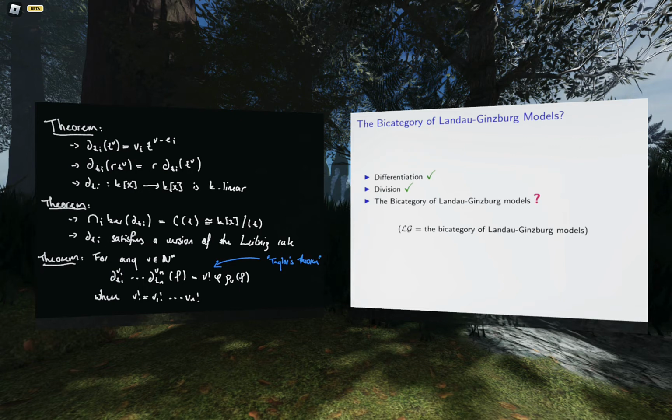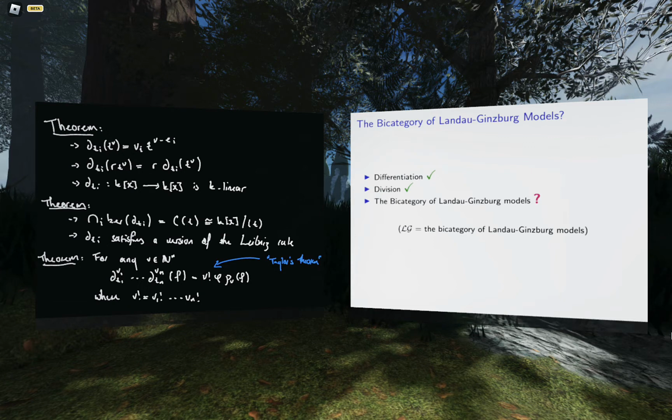Now, from these three properties, which I guess justify it being called differentiation, you can show the following things. So that the common kernel of all of these maps is just the set of remainders of division by t. And due to our conditions on t, which I haven't told you, this is isomorphic as a k-module to kx mod t. And also from those properties in the previous theorem, you can show that Ti satisfies some version of the Leibniz rule.